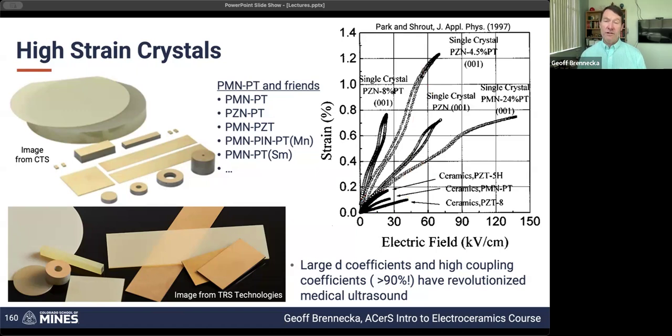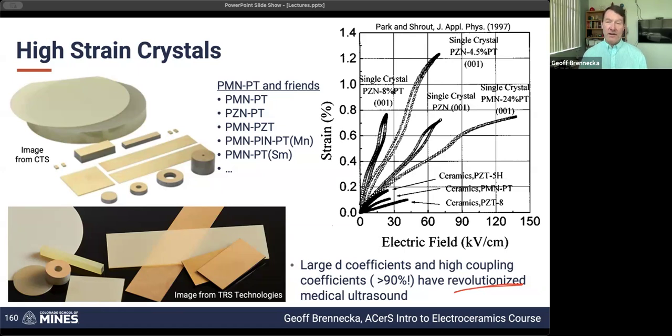That's a huge increase in the amount of field-induced strain that we can get out of these materials. It has absolutely revolutionized medical ultrasound because of these large d coefficients and high coupling coefficients, the coupling coefficients being roughly twice what you can get out of PZT. The strain, as you can see on here, is 10 times what you can get out of PZT. And so these are just massively better piezoelectrics in pretty much any manner that you can describe them because of this relaxor type of response.